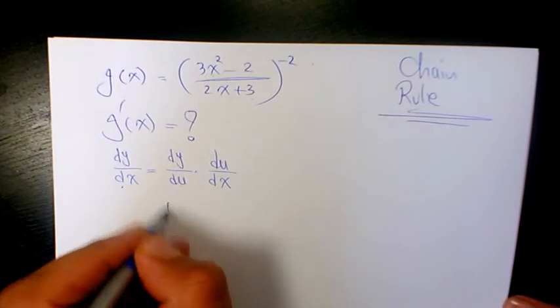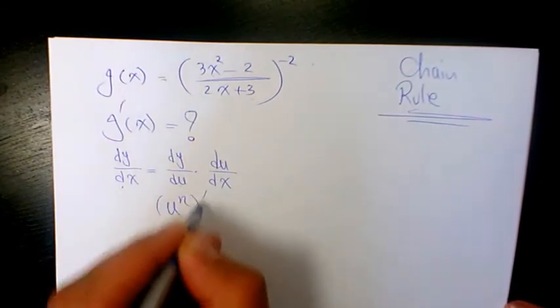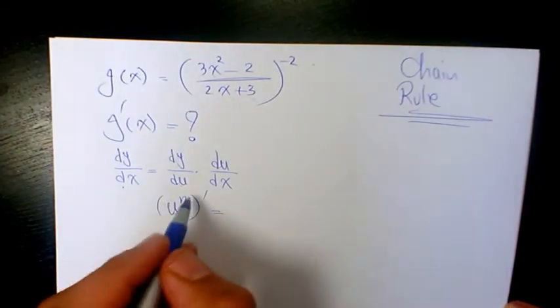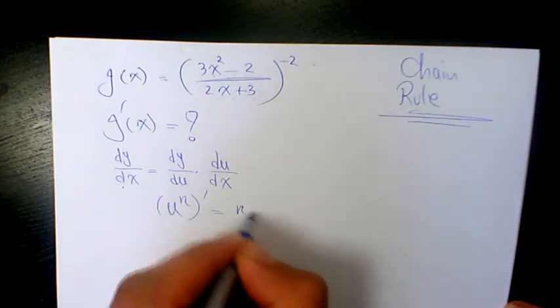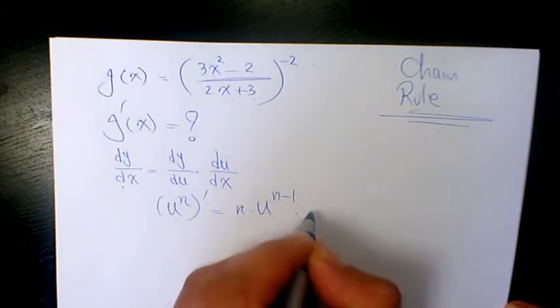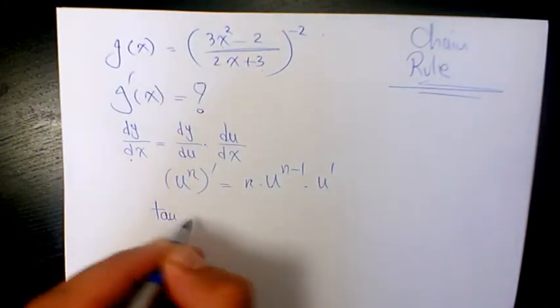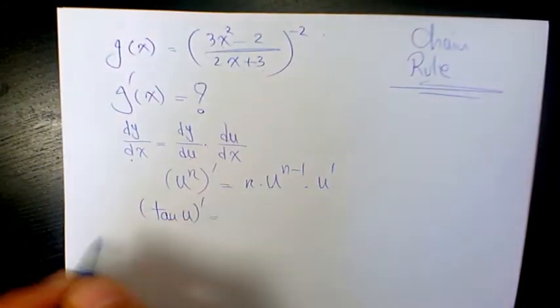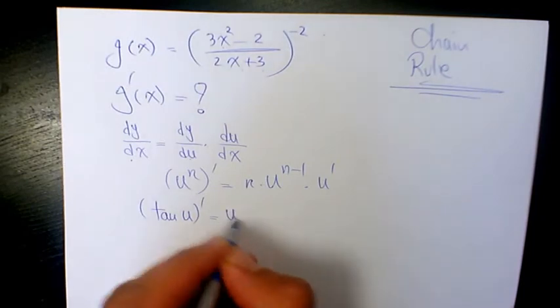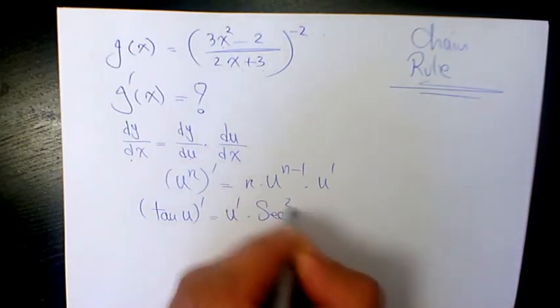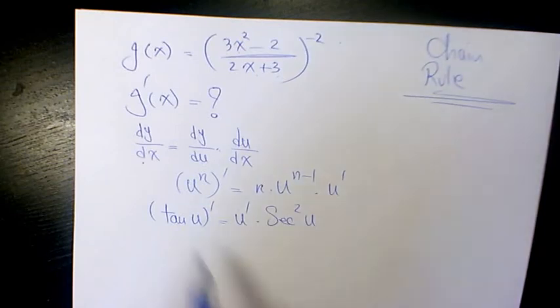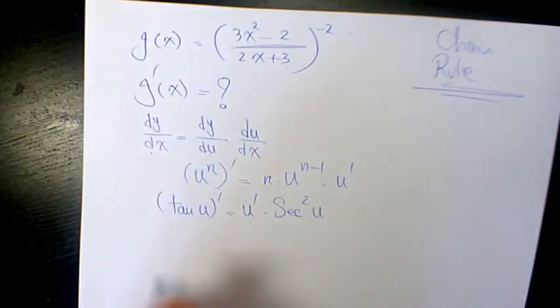For example, if you have u to the power of n, the derivative will be n times u to the power of n minus 1 times u prime. Or when you have tan u, if u is a function of x, the derivative is going to be u prime times secant squared u. You know, the derivative of tan x is secant squared x. Let's go back to the question here.